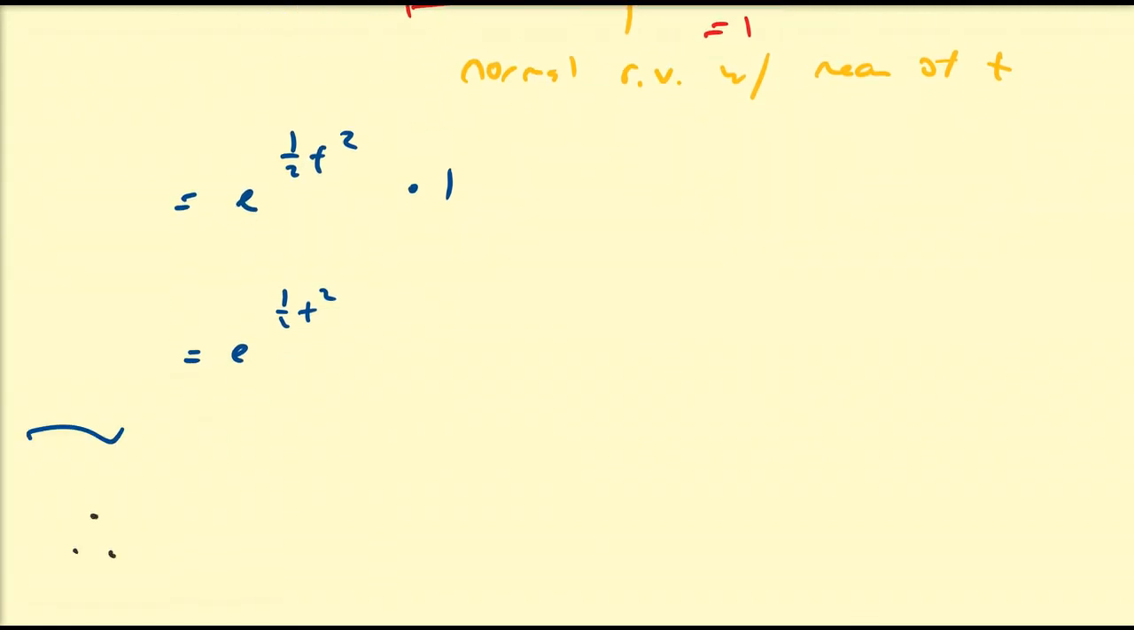So in conclusion, the moment generating function for a standard normal random variable X of parameter t is equal to e to the 1/2 t squared.